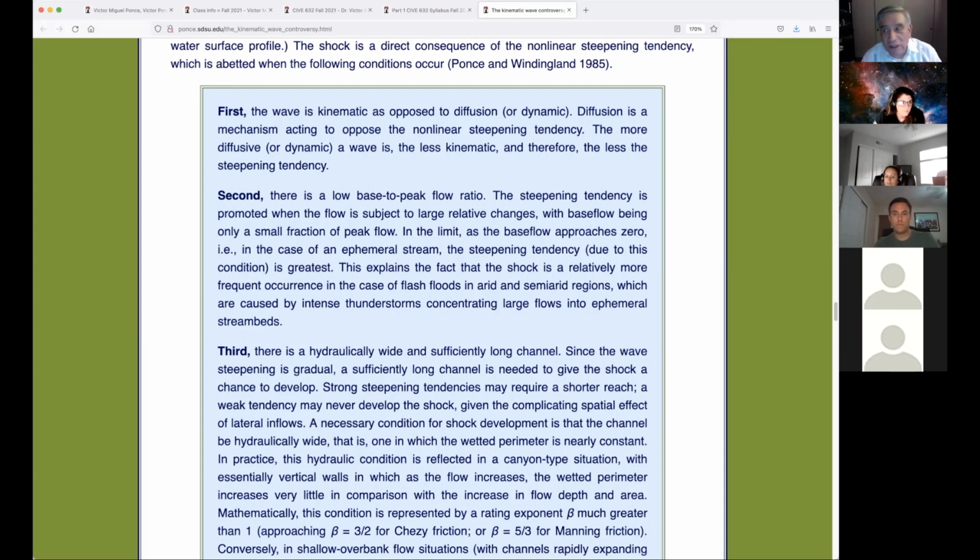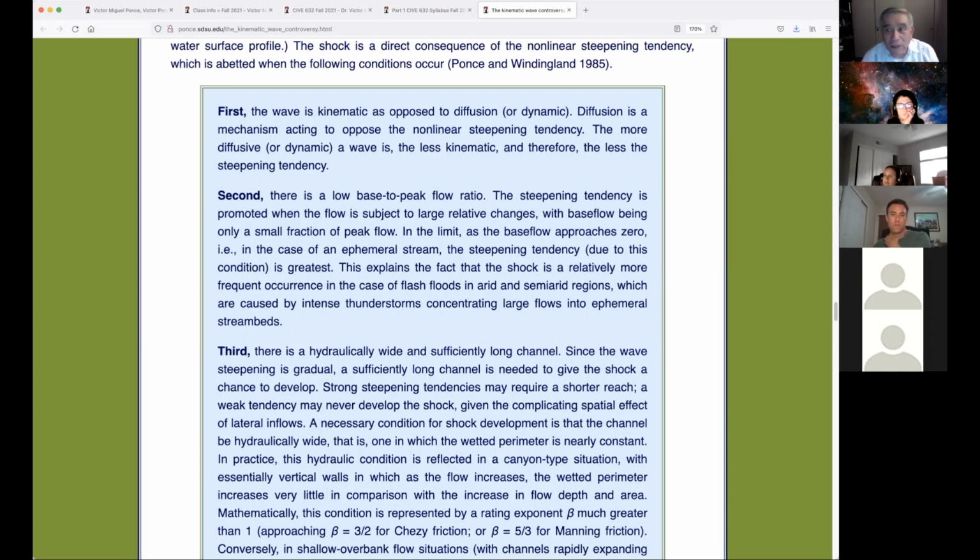So that's where you get 1,000 to 1 peak to base flow. The steepening tendency, though, which is what we're trying to figure out here, is when the flow is subject to large relative changes, with base flow being only a small fraction of peak flow. In the limit, as base flow approaches 0, that is, in the case of an ephemeral stream, the steepening tendency is greatest. That's it.